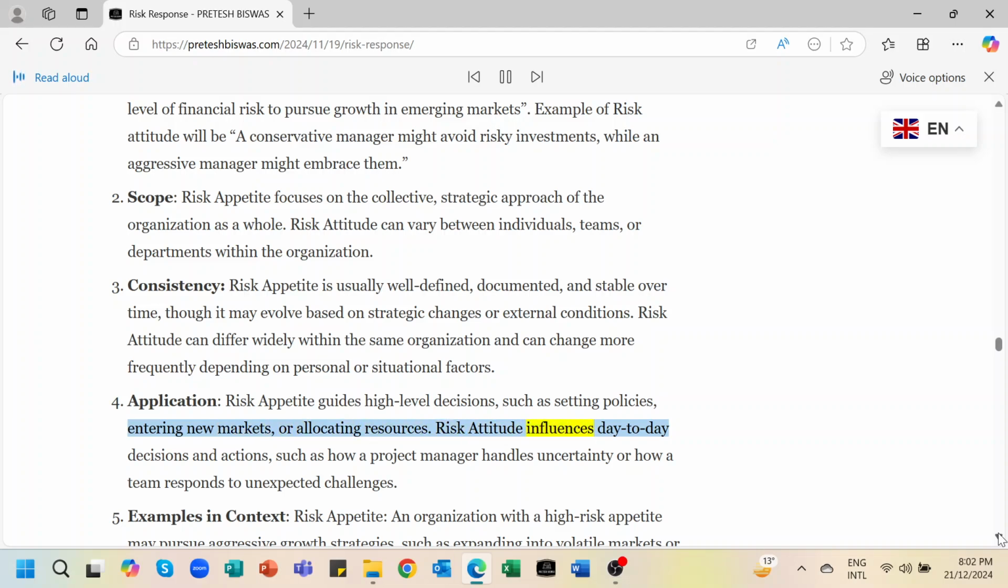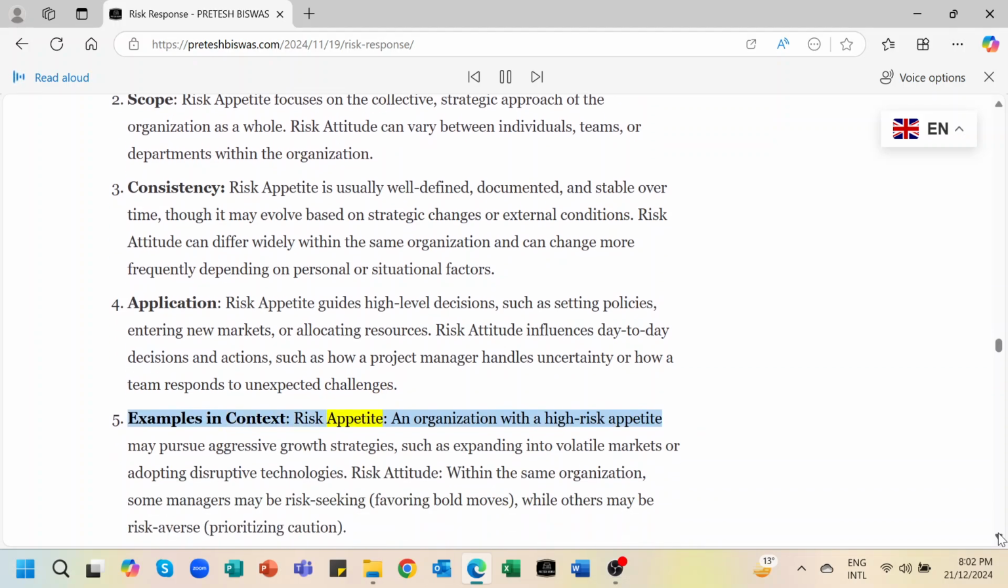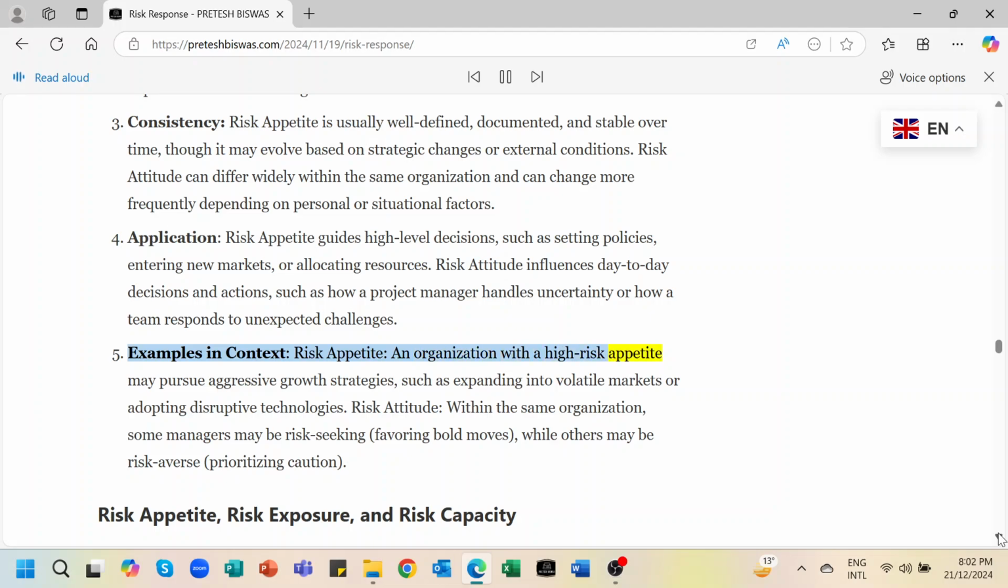Risk attitude influences day-to-day decisions and actions, such as how a project manager handles uncertainty or how a team responds to unexpected challenges. Examples and context: risk appetite. An organization with a high risk appetite may pursue aggressive growth strategies, such as expanding into volatile markets or adopting disruptive technologies. Risk attitude: within the same organization, some managers may be risk seeking, favoring bold moves, while others may be risk averse, prioritizing caution.